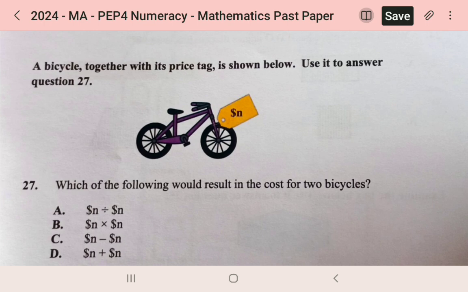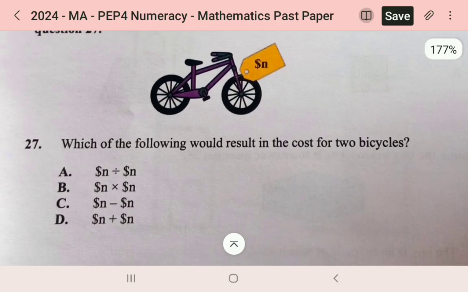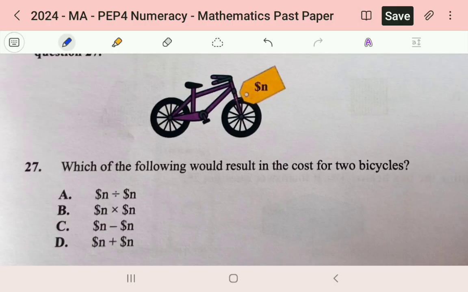A bicycle together with its price tag is shown below. Use it to answer question 27. Which of the following would result in the cost of 2 bicycles? Same exact item, nothing changed. Same item, bicycle, and the cost for 2. So if it's 2 and the price for 1 is n, then it's going to be n plus n. One bicycle is this plus another bicycle. Price for 2. Alright?